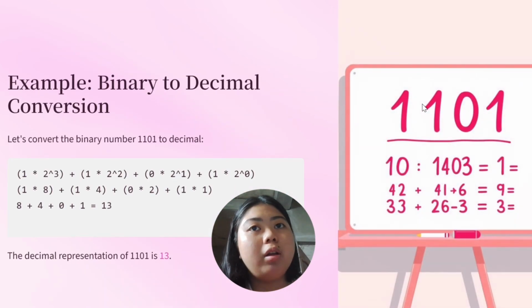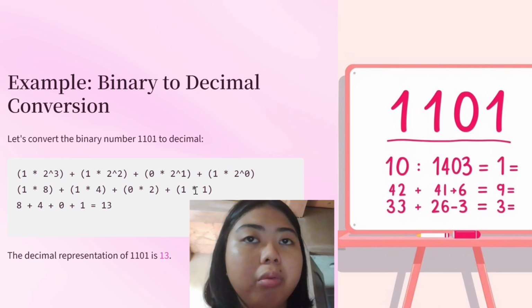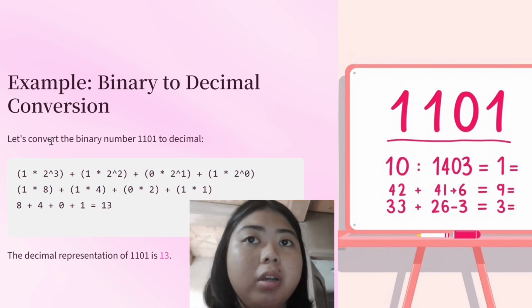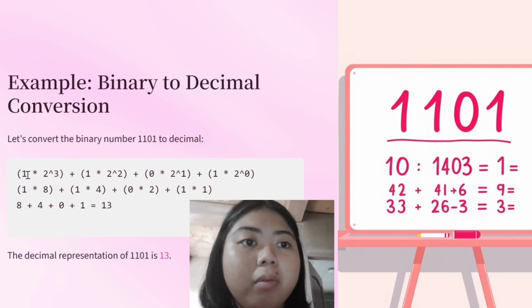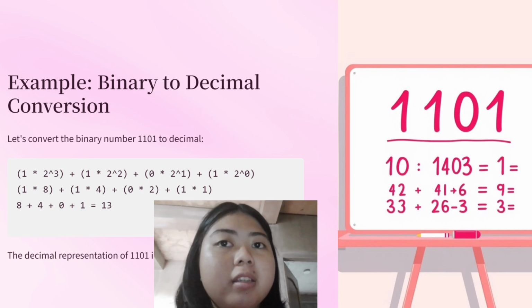Here is our example of binary to decimal conversion. 1 times 2 raised to 3 plus 1 times 2 raised to 2 plus 0 times 2 raised to 1 plus 1 times 2 raised to 0. Then next is 1 times 8 plus 1 times 4 plus 0 times 2 plus 1 times 1. Then we will multiply: 8 plus 4 plus 0 plus 1. Then we add all, it will become 13. So 1101 is the binary representation of 13.